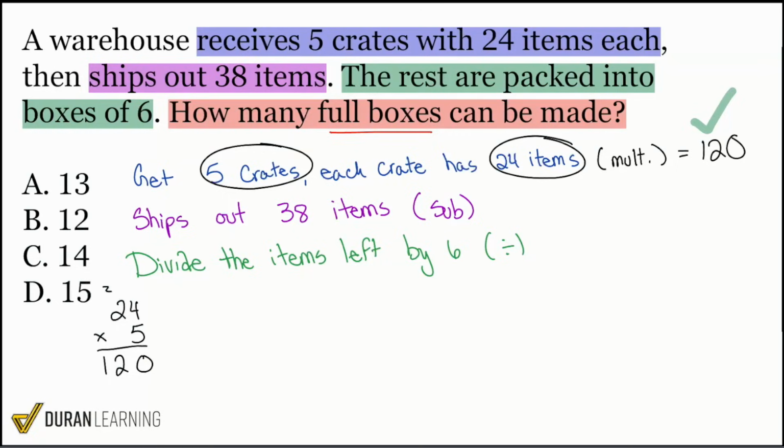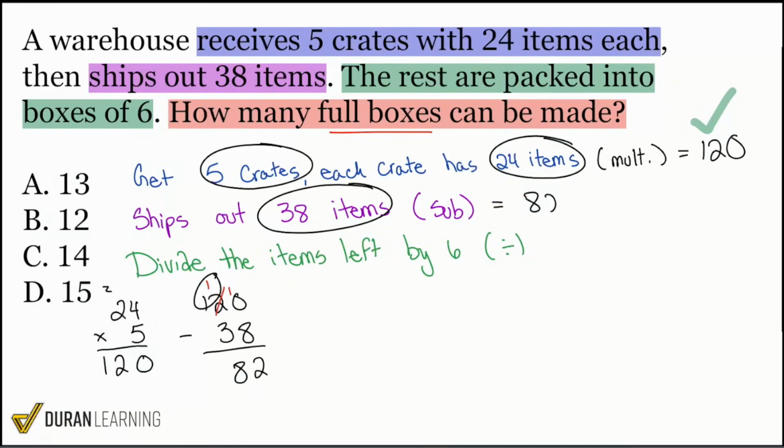Step 2, we are going to subtract 38 items. So we'll take 120 and we'll subtract 38. To do so, we're going to have to borrow, and that's totally fine. So we'll make that a 1 and make that a 10. 10 minus 8, that's going to be 2. And then we have 1 minus 3. Can't really do that, but I'll just count that as 11. 11 minus 3, that is going to give me 8. So far, we have 82. There we are. Boom. 82 items left.